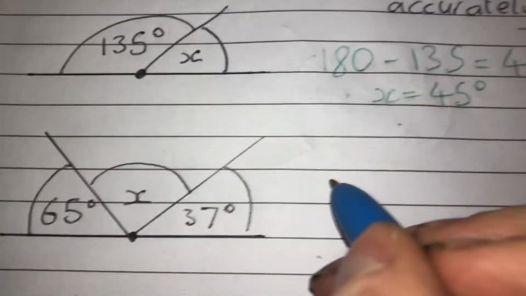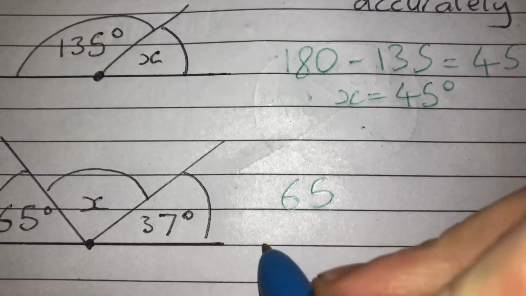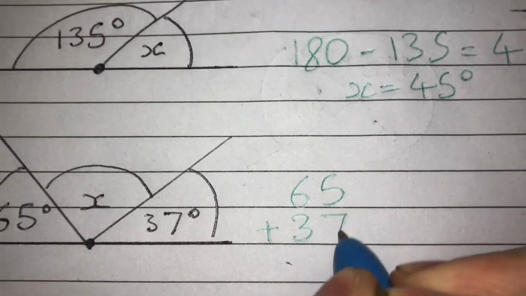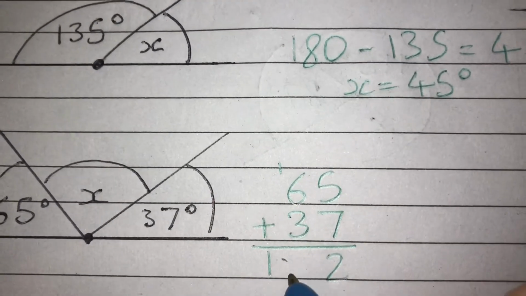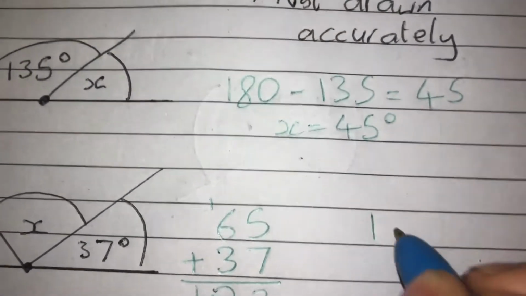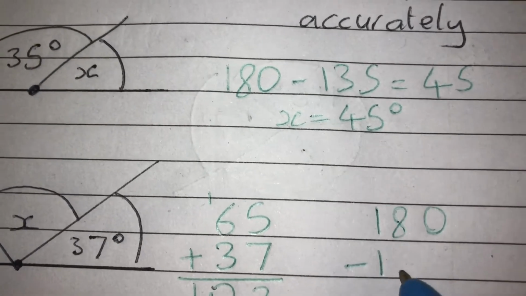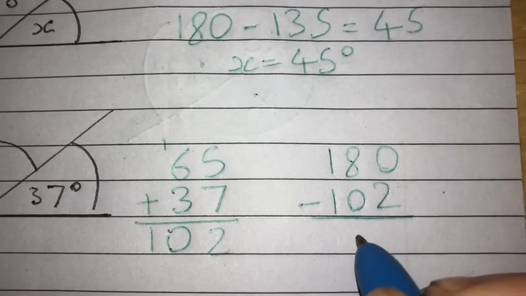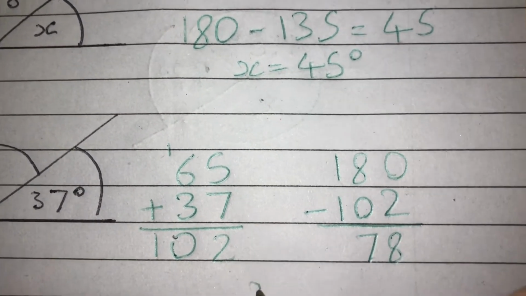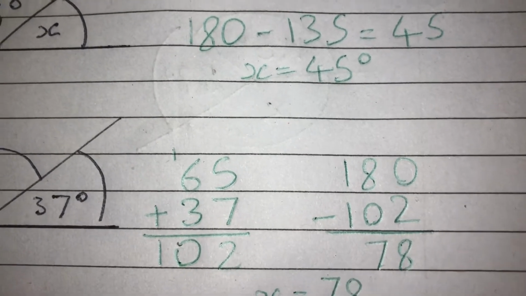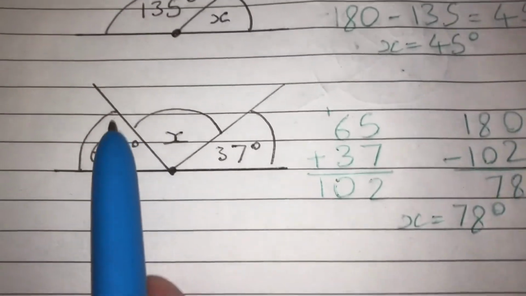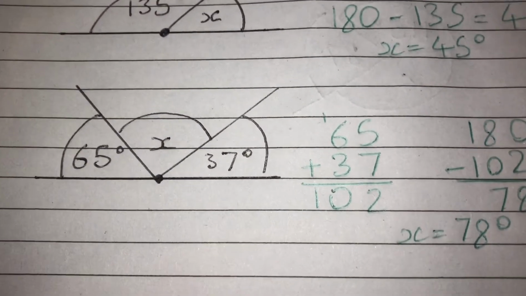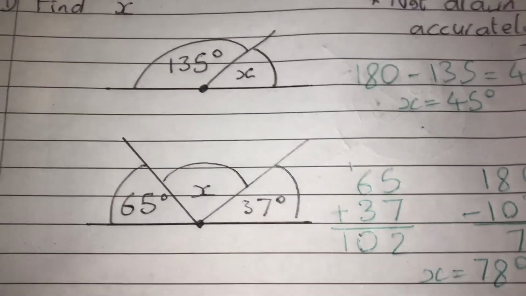So first off, add the two angles that we do know, 65 plus 37. 5 and 7 is 12. Get 102, and then we're doing 180, take away 102, and that should give me 78 degrees. So x equals 78 degrees. Okay, so two wee bits of working out for that one, but again, the same principle, angles on a straight line adding up to 180 degrees.